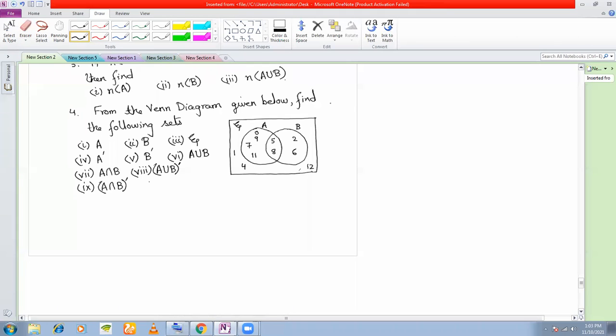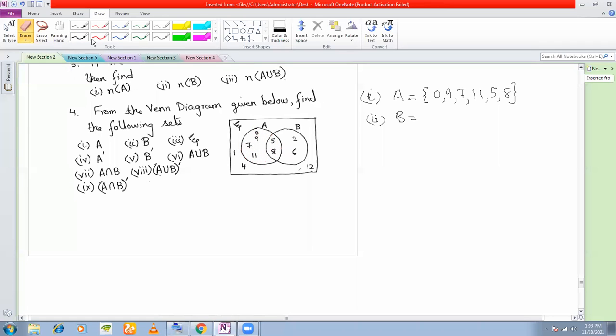First question. This Venn diagram is given to you. First question. Set A. What is set A? All the elements within this circle, right? So set A is 0, 9, 7, 11, 5, and 8.